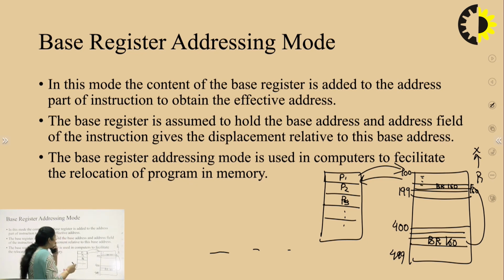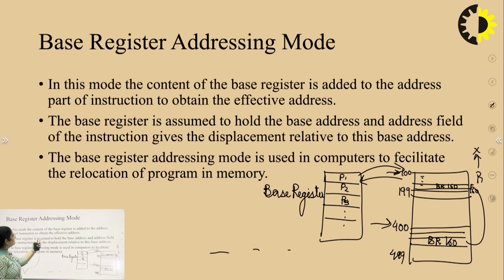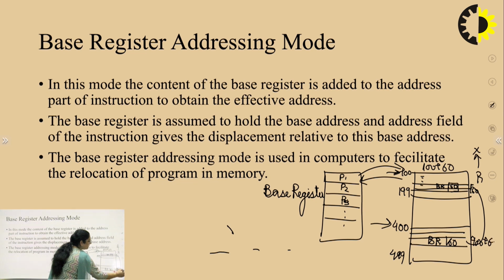In such scenarios, we use the value of a base register. Base register means the address from where my instructions are starting. In this case, the base value is 100. In this case, my base value is 400. So the base register is assumed to hold the base address, the first address, and the address field of the instruction gives the displacement relative to this base address. In this case, the displacement was 60. So I can specify 100 plus 60, and we'll go to that particular 160 statement. In this case, this would be 400 plus 60. That means go to statement 460 and start the execution from there.